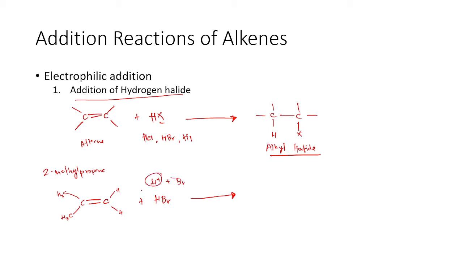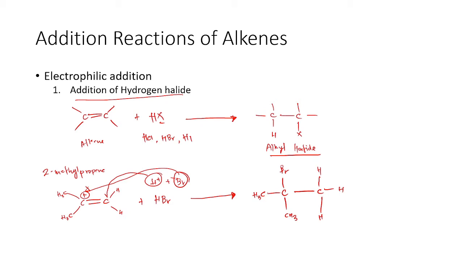plus will attack the carbon. So this is actually an electrophilic attack. It will attack the carbon with a higher number of hydrogen. Therefore, we will have here a carbon which has the charge that will be attacked by this bromine. So we will have here our CH3, CH3, then we will have there our bromine and our carbon, then the three of our hydrogen. Okay, so that is how an electrophilic addition involving hydrogen halide will happen.